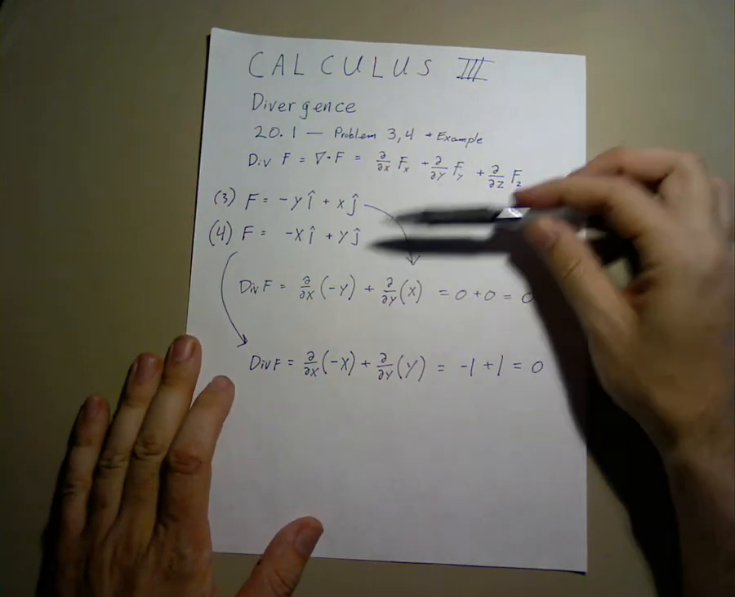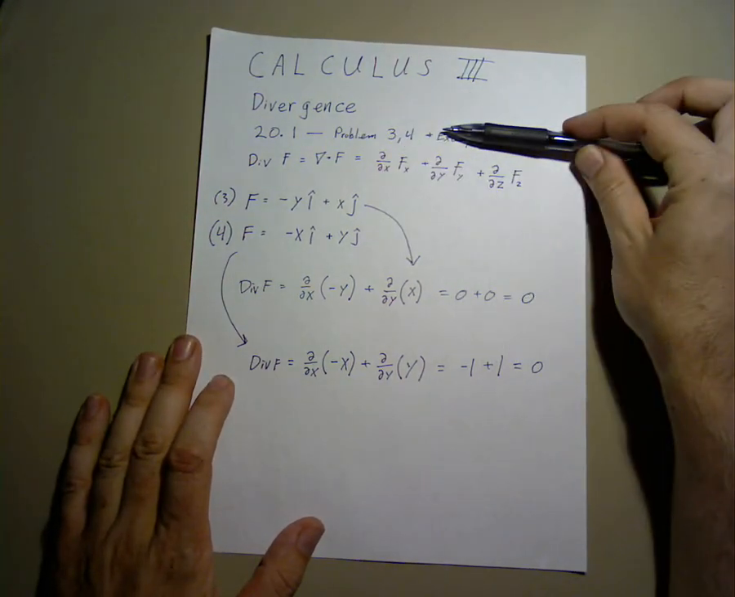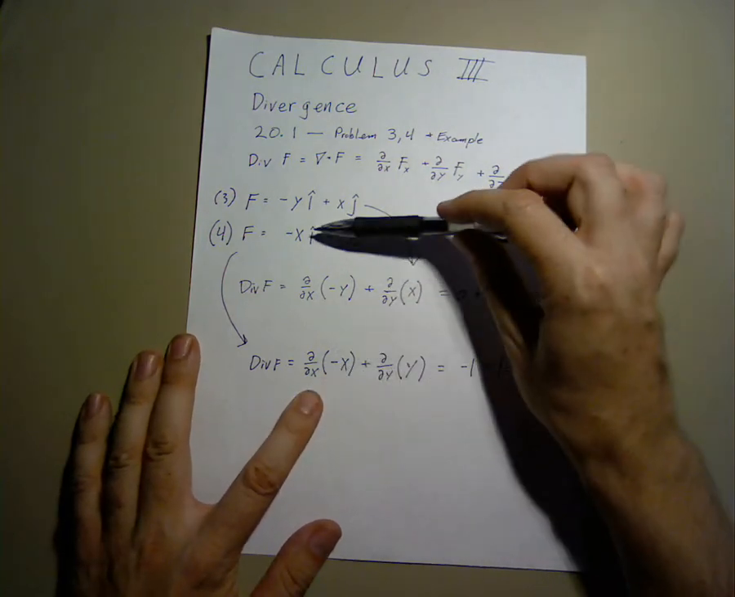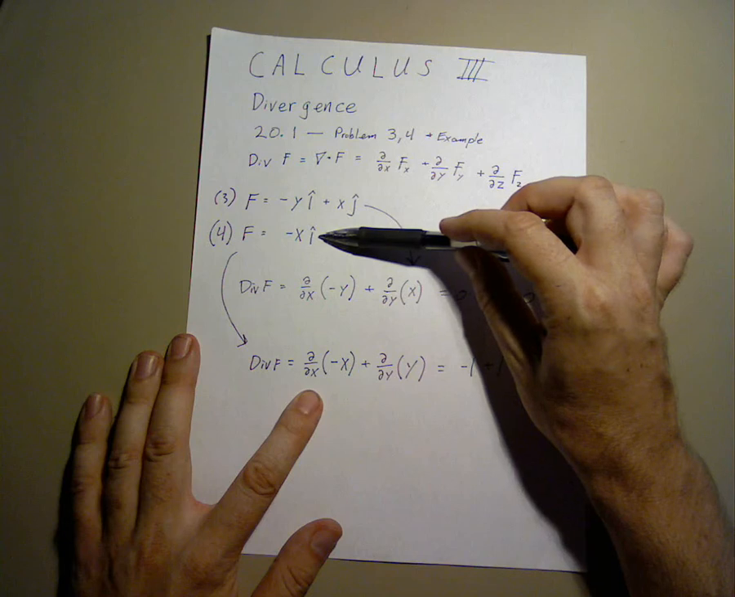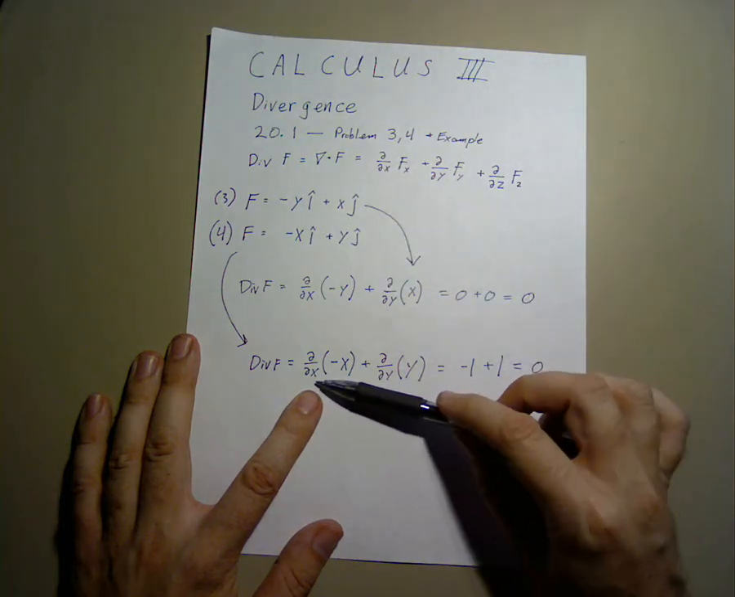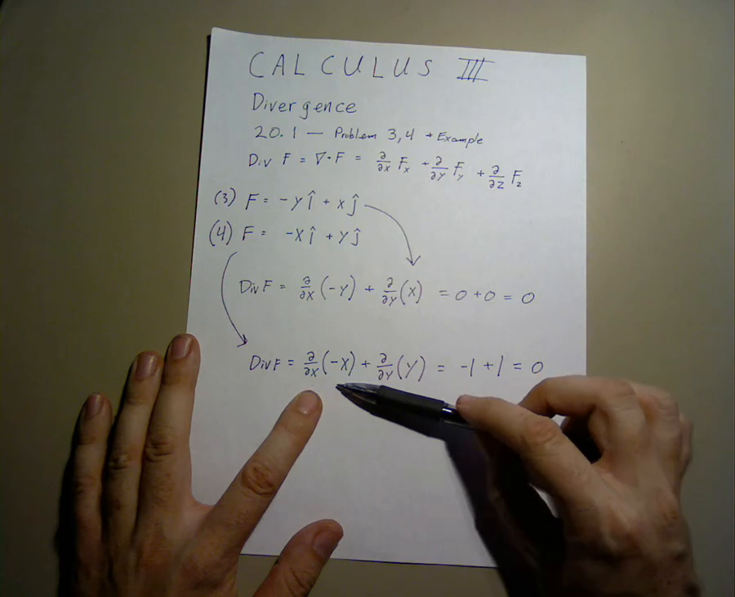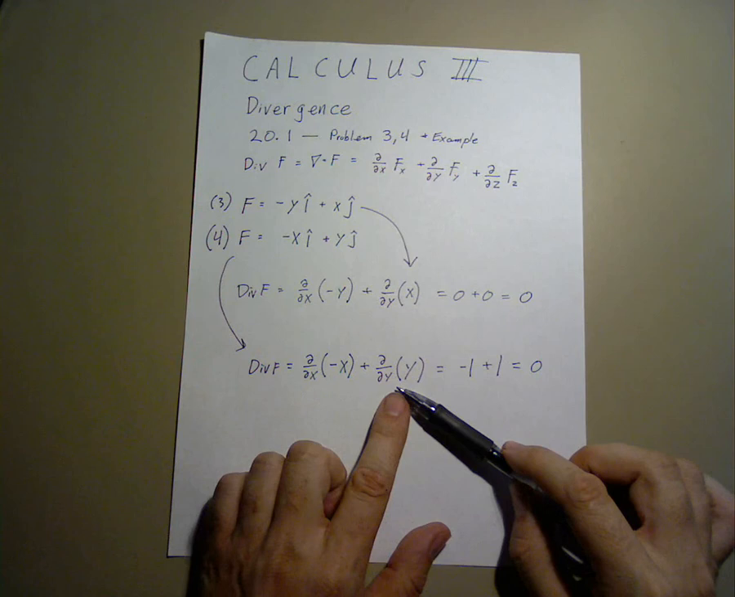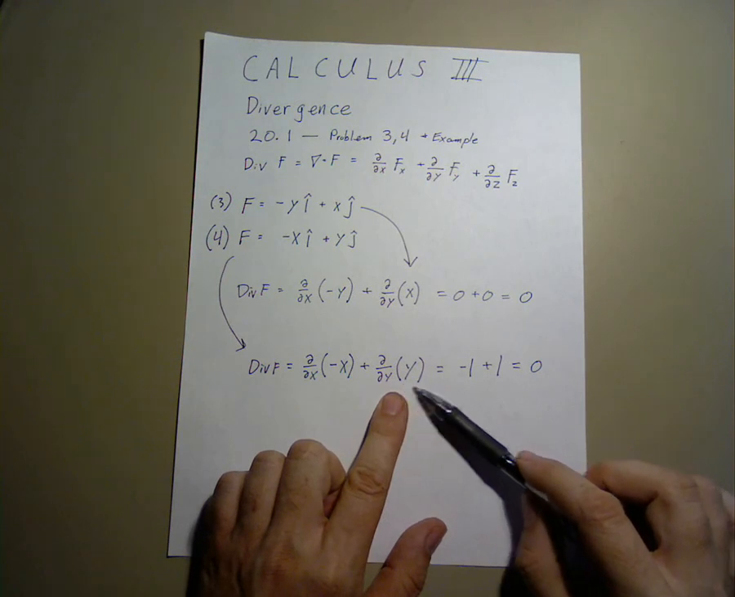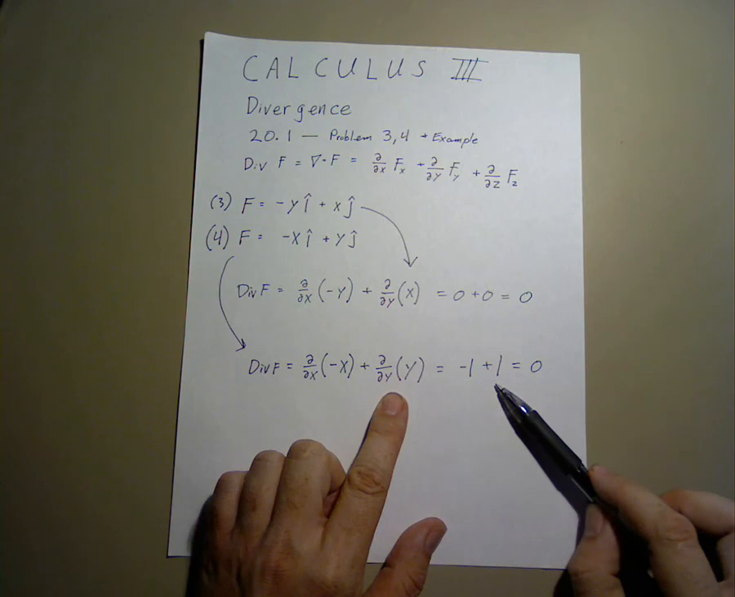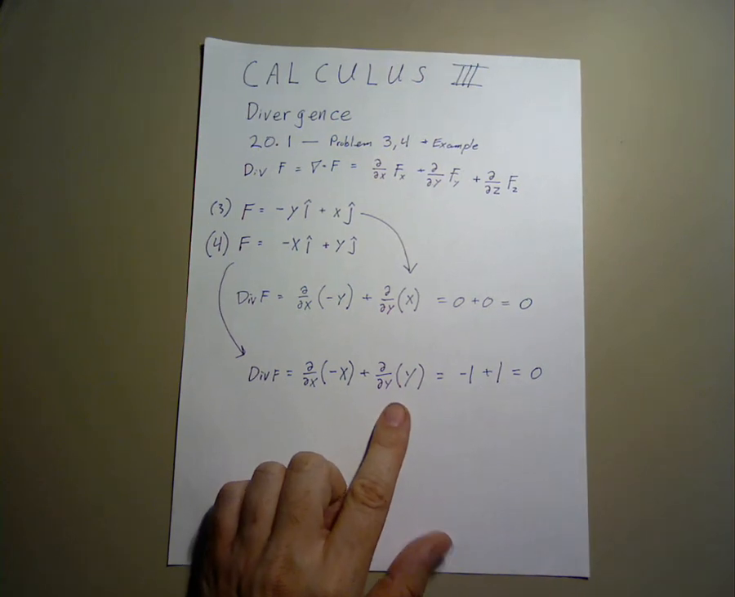Another example, both from chapter 20, is we take the divergence of minus x i hat plus y j hat. In this case, we get the partial x derivative of minus x, which gives us minus 1, and the partial y derivative of y, which gives us plus 1. Minus 1 plus 1 gives us 0.